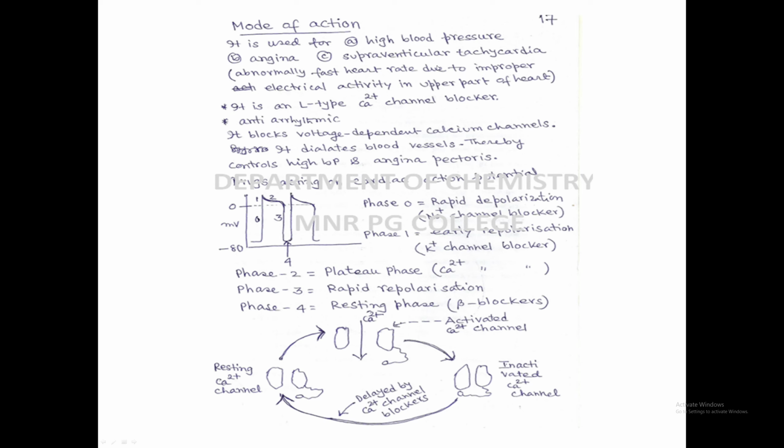So if a patient has these complications, number 1 is high BP, number 2 is angina, number 3 is tachycardia. Then depending on the situation, the doctor prescribes verapamil. Now it is a calcium channel blocker.